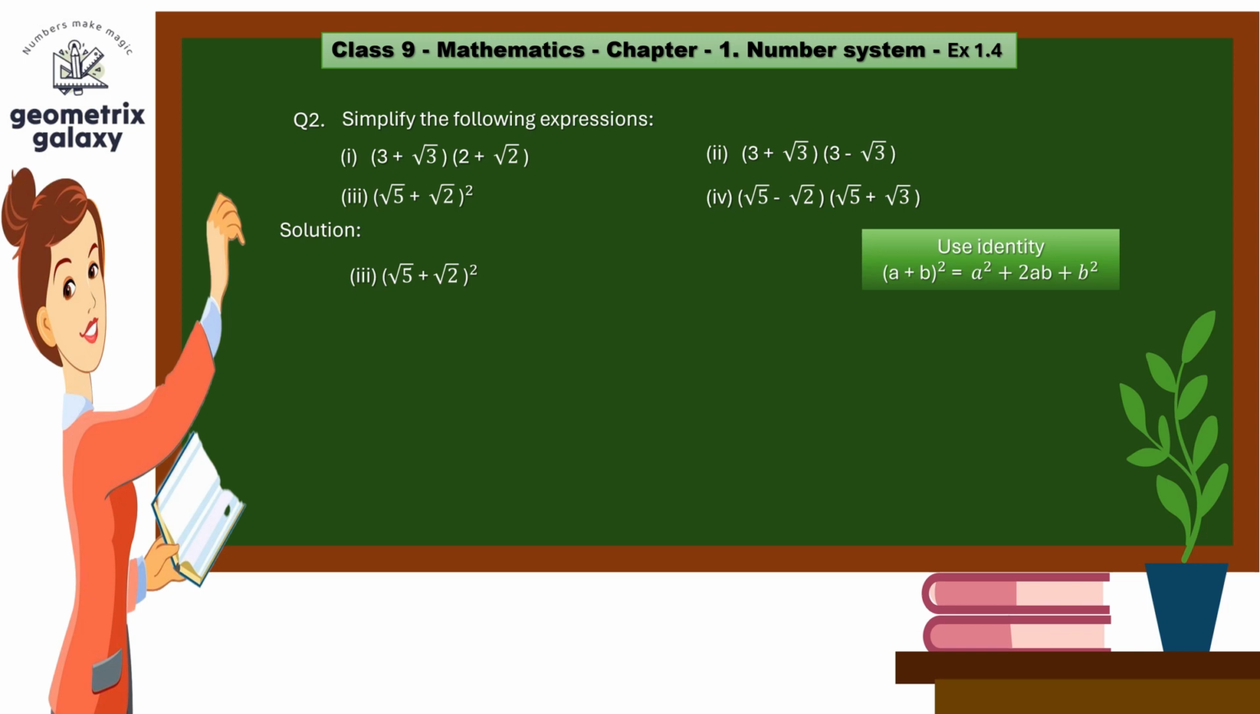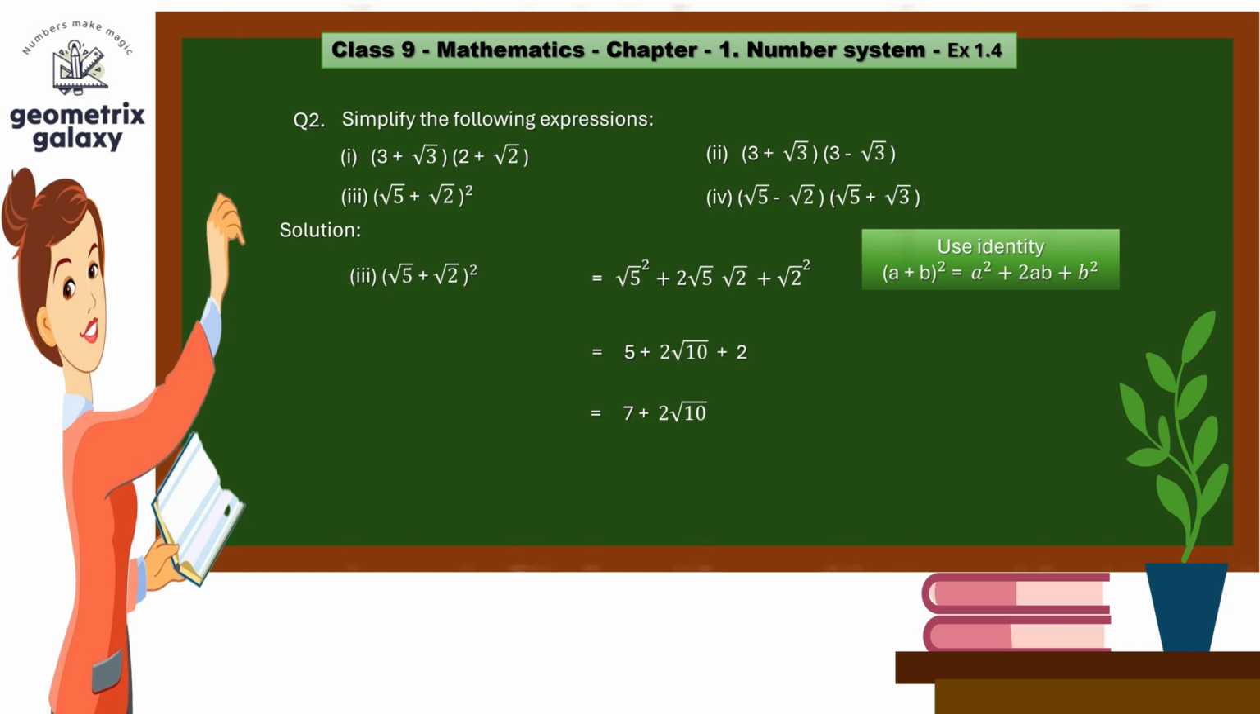If we substitute these values in the identity, we get root 5 square plus 2 root 5 root 2 plus root 2 square. So root 5 square is 5. 2 into root 5 into root 2 is 2 root 10 plus root 2 square is 2. Now if we simplify this, 5 plus 2 will become 7. The final answer is 7 plus 2 root 10.